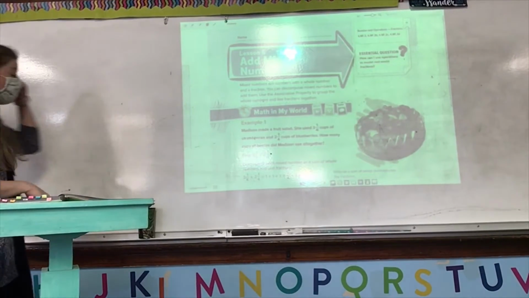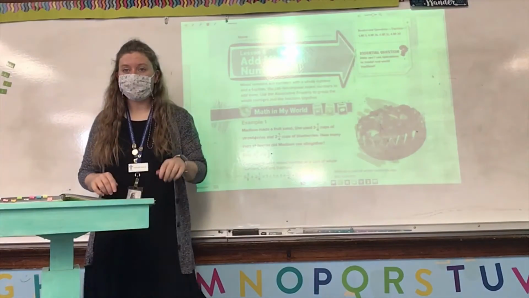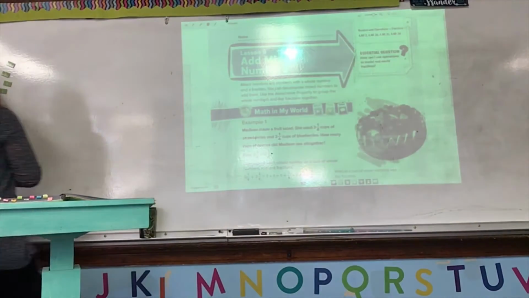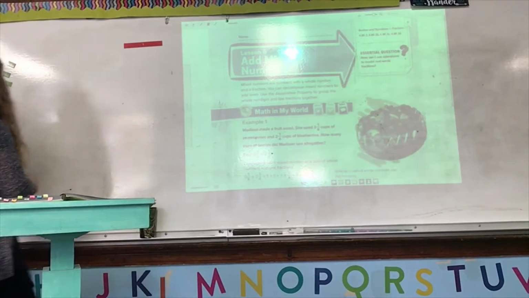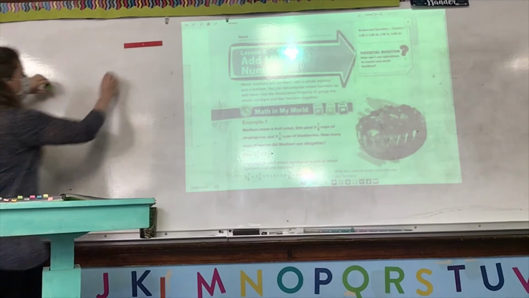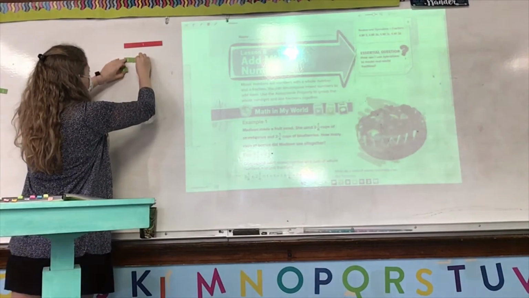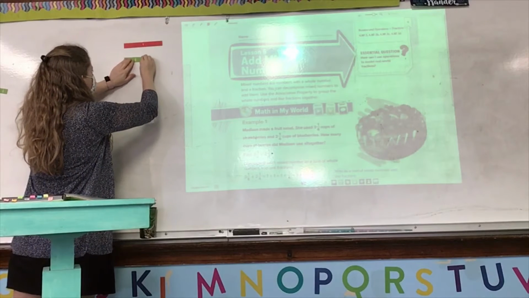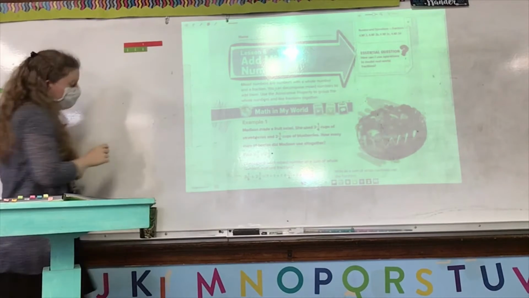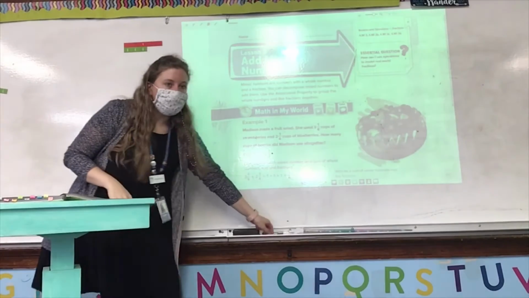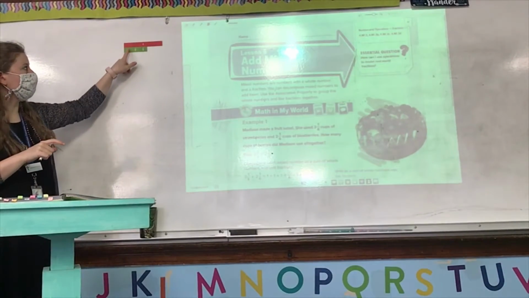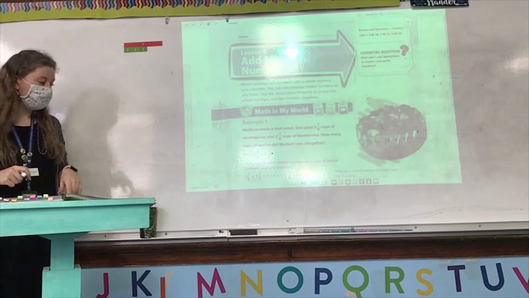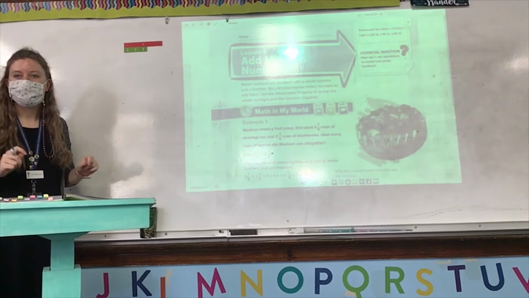Okay, so before we begin, let's talk about mixed numbers really quick. I have one whole, and then I have 3/5. And I want to show that this is a number. How would I write this mixed number? I have one whole and I have 3/5.